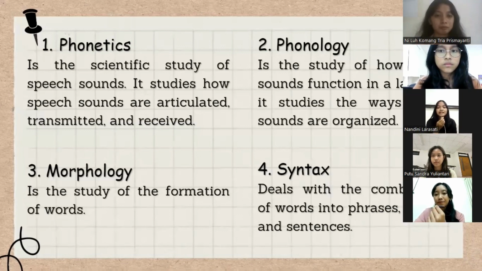Okay, next I will explain about the 6 branches of microlinguistics. The first one is phonetics. It's the scientific study of speech sounds. It studies how the speech sounds are articulated, transmitted, and received. The second one is phonology. That is the study of how speech sounds function in a language, and it studies the ways speech sounds are organized. Here's a video to explain more about phonetics and phonology.